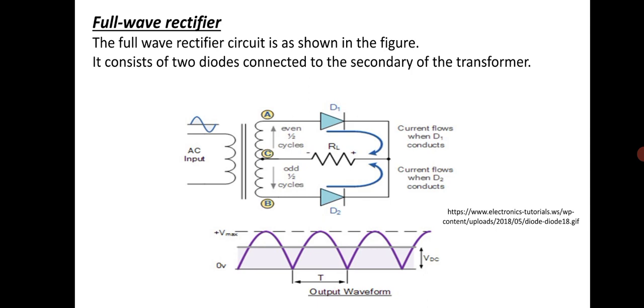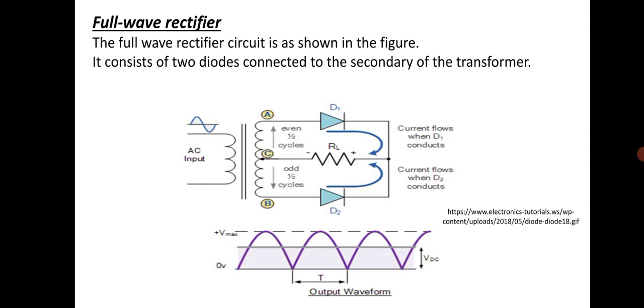Okay, what happens during the negative half cycle? During the negative half cycle, you can see now A becomes negative and B becomes positive. Now A is negative, so that's why diode D1 is going to be reverse biased. So it is not going to conduct the current. So there will be no current flowing in the upper half of this circuit. So diode D1 is not conducting in this condition.